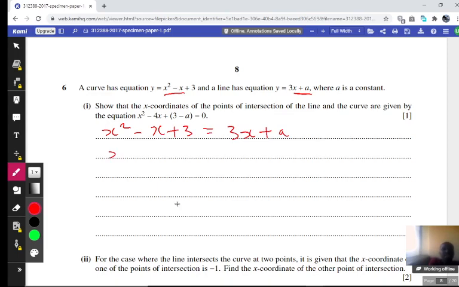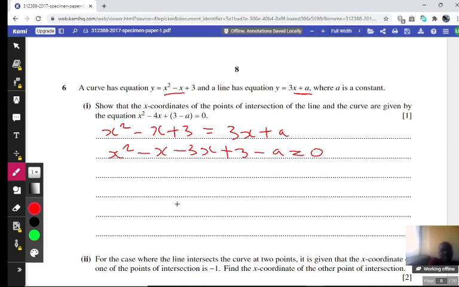You can simplify this one, collect like terms. Make sure the right side is left with a 0. So collect everything to the right side, to the left side. x squared minus 4x, then plus 3 minus a is equals to 0.